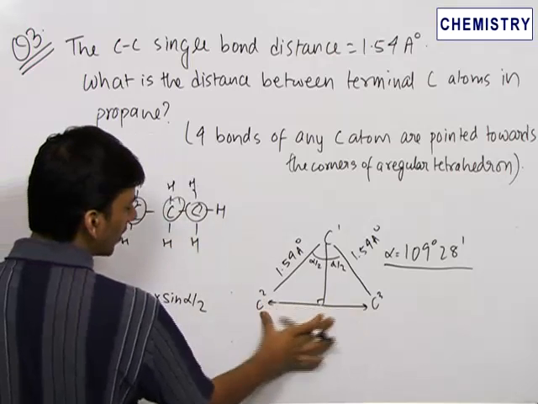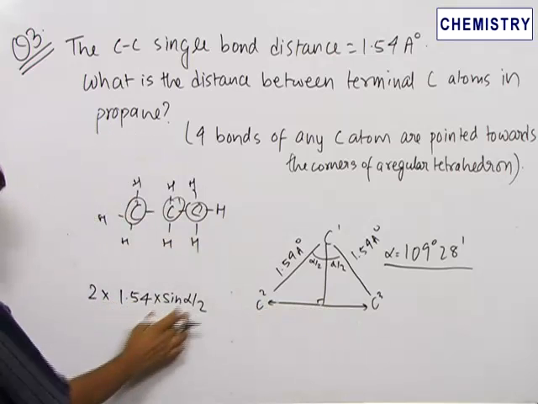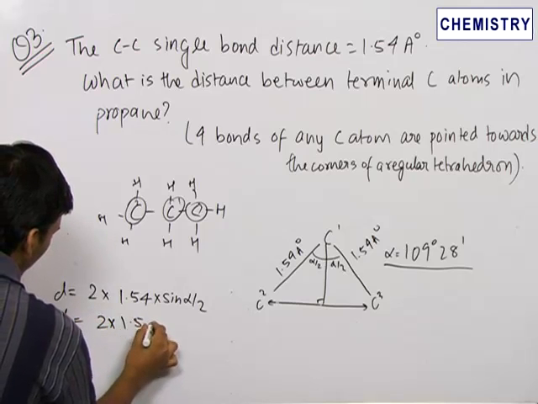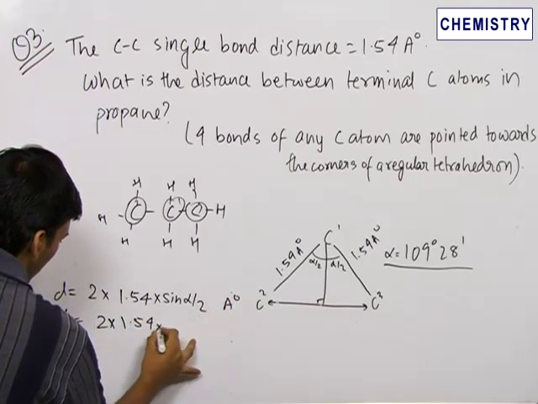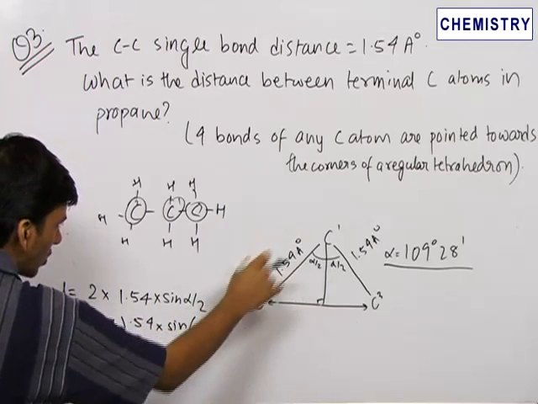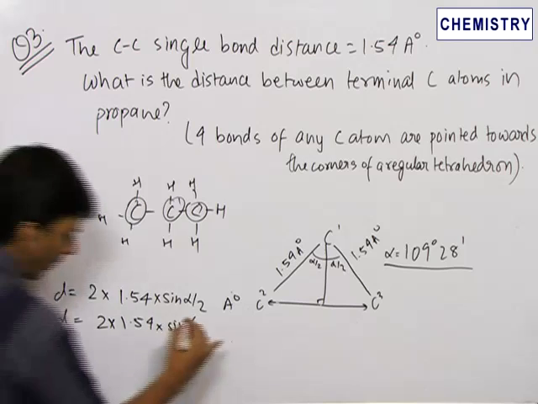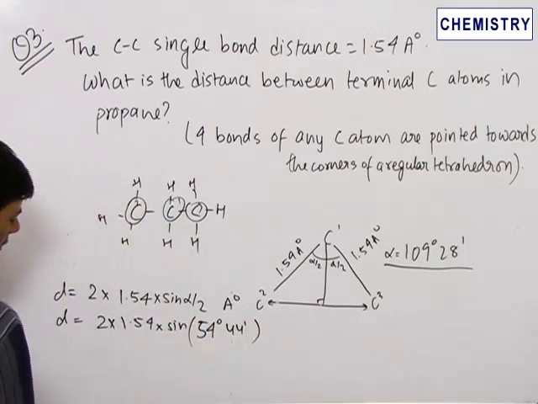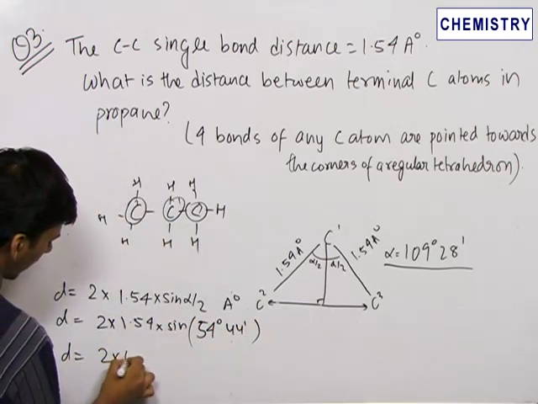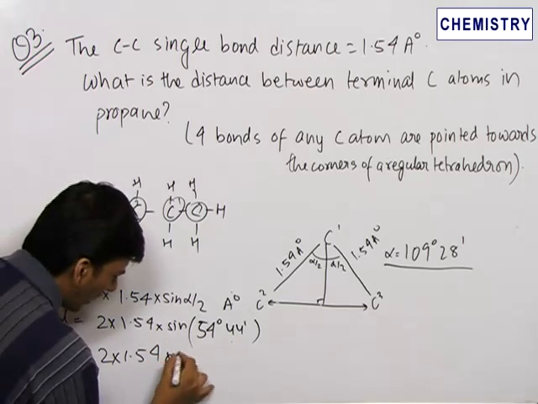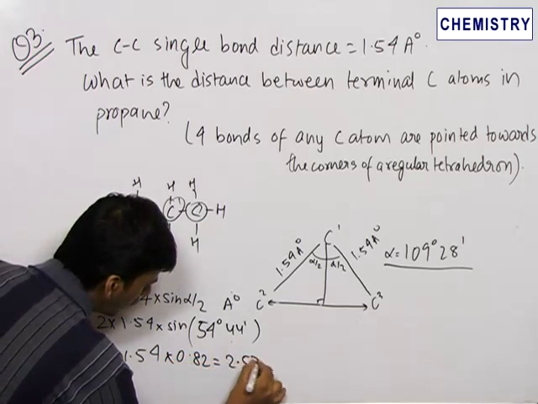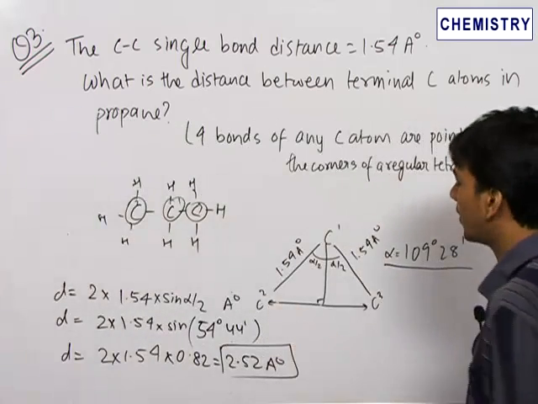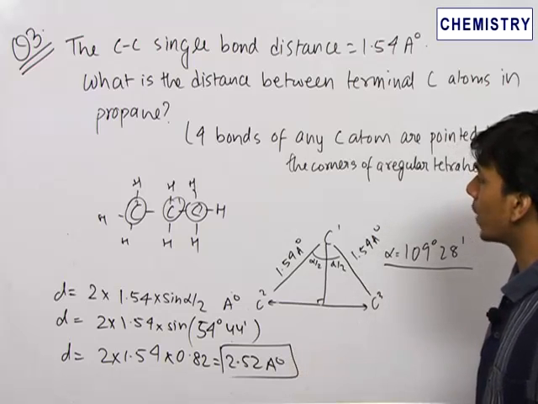Therefore, the distance between the two terminal carbon atoms comes out to be equal to 2 into 1.54 into sine of alpha by 2. This is equal to 2 into 1.54, this is in angstrom, mind you, into sine of 109 degrees 28 minutes upon 2, that is equal to 54 degrees 44 minutes. Sine of 54 degrees 44 minutes. On finding out the value and substituting over here, we get 2 into 1.54 into 0.82, which is equal to 2.52 angstrom. So the final answer for the distance between two terminal carbon atoms comes out to be equal to 2.52 angstrom in propane.